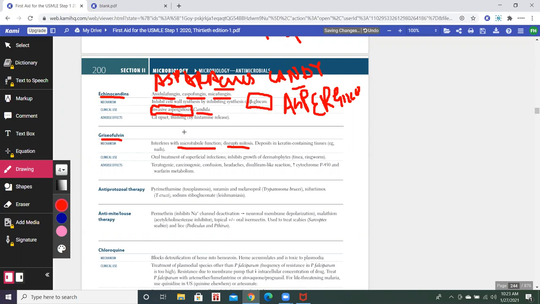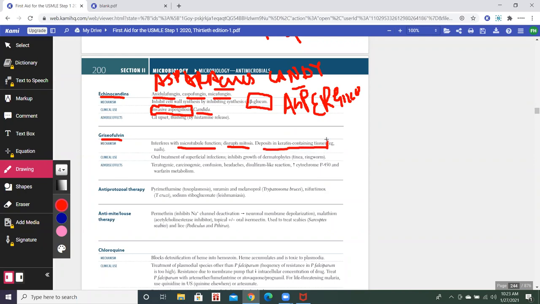So basically the process of spindle fiber formation doesn't happen. And then you have the chromosomes which are going to the different poles, and then there is cytokinesis, and that process requires microtubular function. So if that doesn't happen, then your chromosomal division will not take place, and as a result, the cells will die away. It deposits in the keratin-containing tissue or nails.